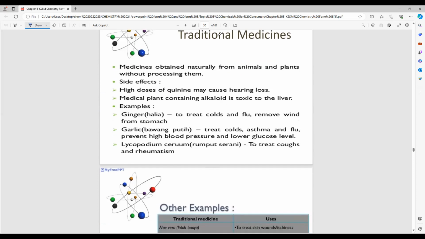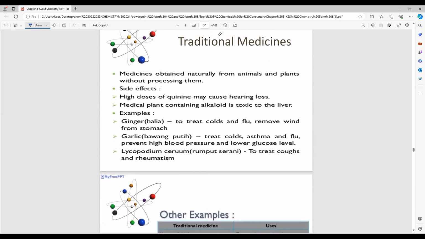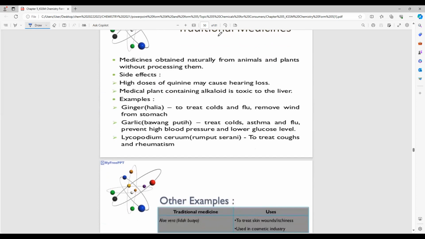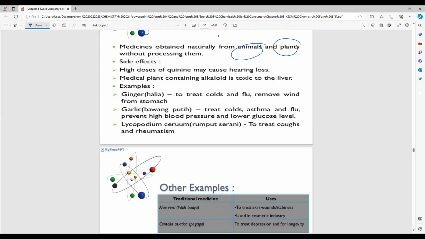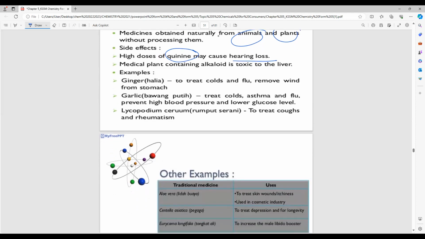Let's go very quickly through traditional medicine, because it's the modern medicine that you all find very difficult to memorize. Traditional medicine, I normally get from animals and plants, and I don't process them. Why is it not good? Some of them, like high doses of quinine, a kind of plant, will give you hearing loss. Some medicinal plants containing alkaloids are very toxic to your liver. So don't simply take things if you don't know how good they are.